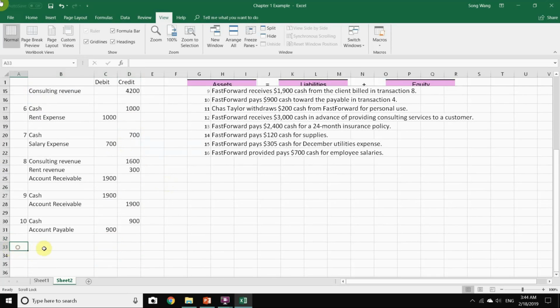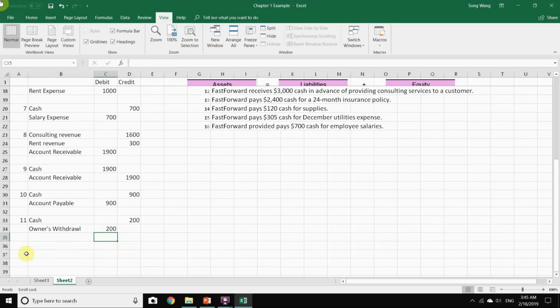And number 11, the owner withdraws $200 cash. So what happened here is $200 cash disappeared, so that's a 200 credit, and the owner's withdrawal, that's a negative equity, so that's a debit. Right?